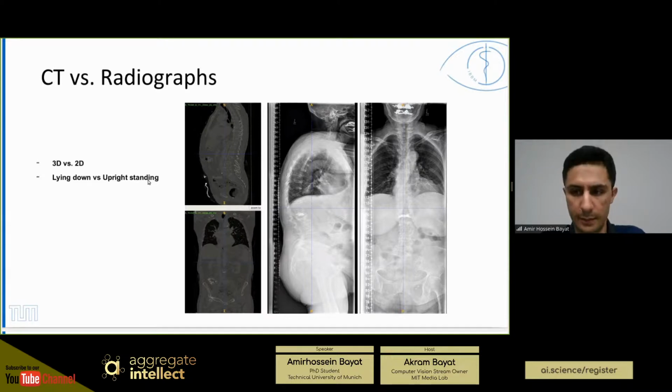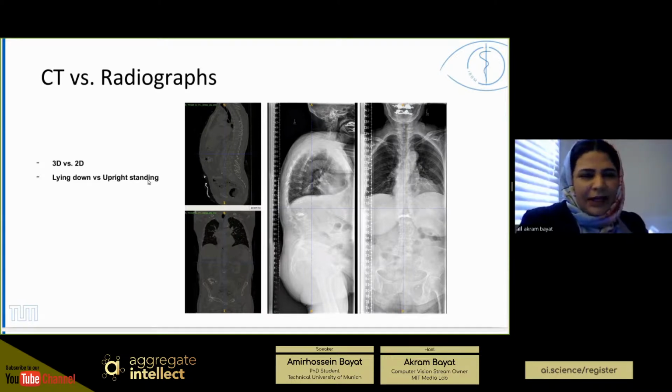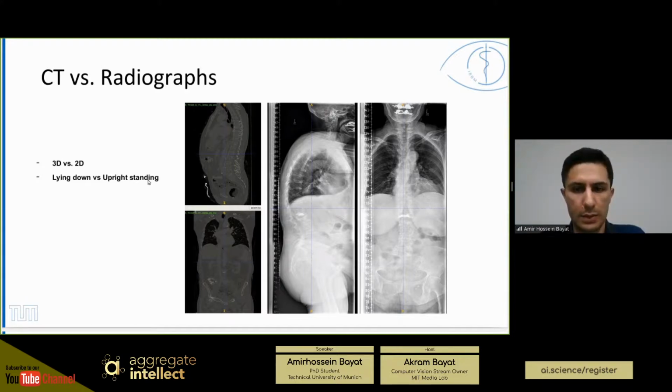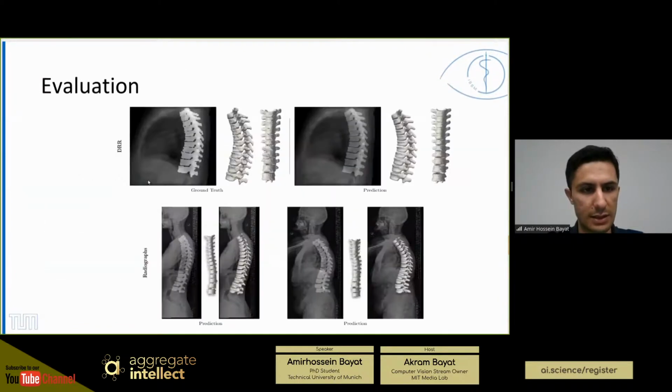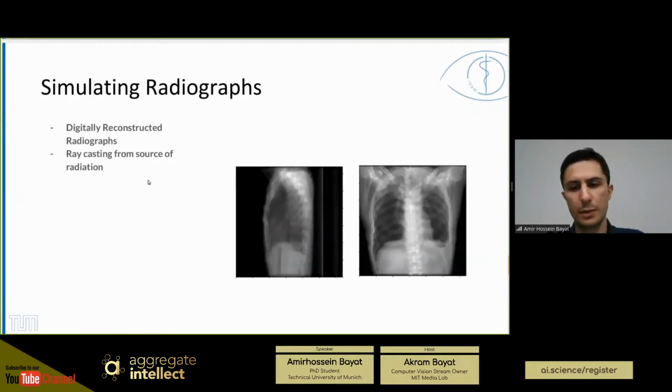Mm-hmm. Yeah. And regarding your data, we actually don't have 3D ground truths, right, for the radiograph. Could you explain how you train your network? Yeah, sure. As you said, we don't have the 3D ground truth for the radiographs. So we had to find a way to simulate the radiographs from CT scans. And by doing the ray casting process that I explained here, we could simulate each view of the CT and do the simulation for the DRRs.